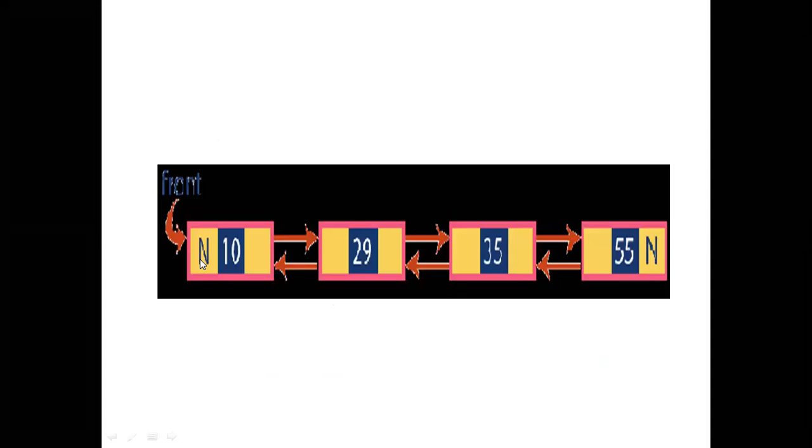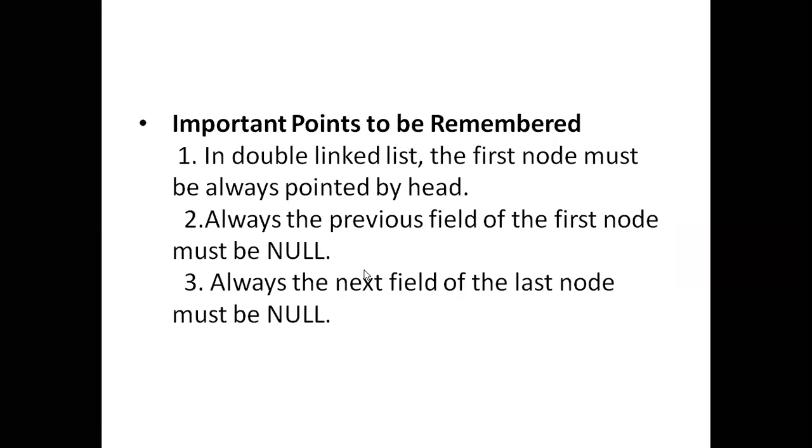Here you see I have given null, and here I have given null. I have written in our diagram the address of the previous and next node. Here they are just representing: it will give the next node address, and it will give you the previous node address. This is your front or head, or anything you can use.